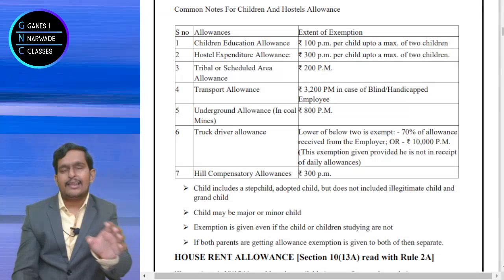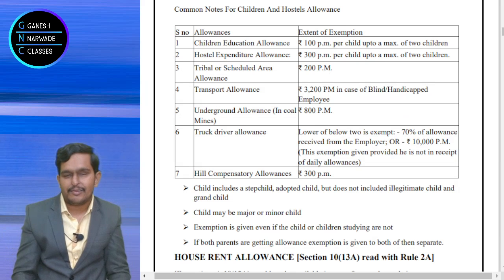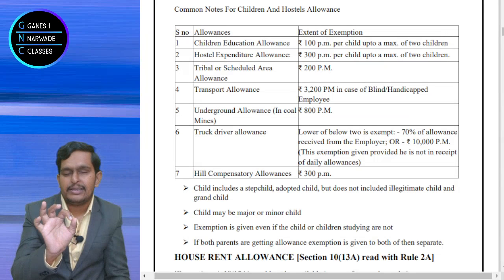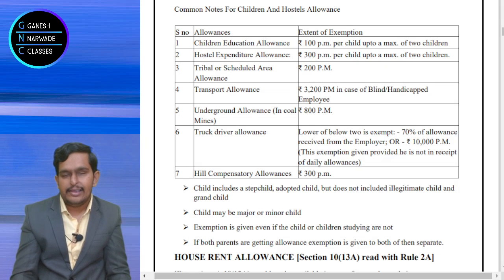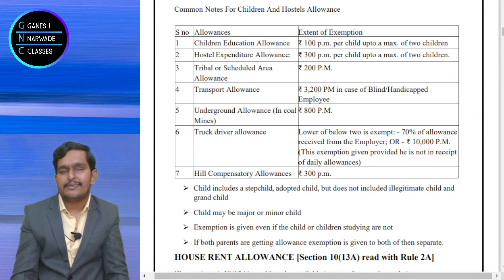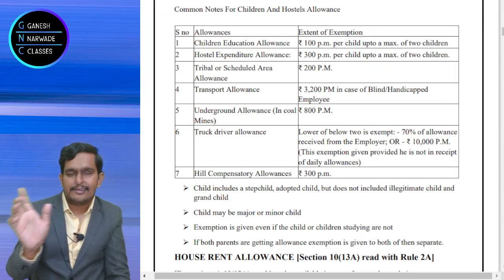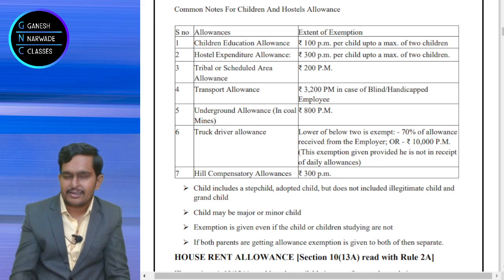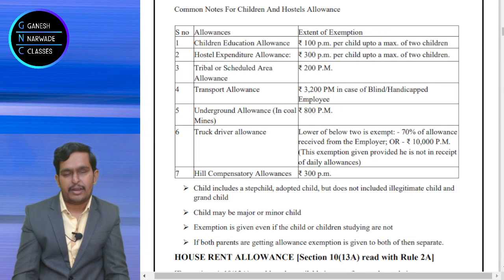So what I said, children education allowance. For how many children is it given? Only for 2 children it is given. How much exemption is given? Actual allowance or rupees 100 per month maximum for 2 children, it is allowed. Okay, same way hostel allowance also, but 100 will be replaced by 300. So hostel allowance, actual allowance received or rupees 300 per child, whichever is lower, will be allowed as exemption. That is also maximum 2 children, right? This way you should remember.